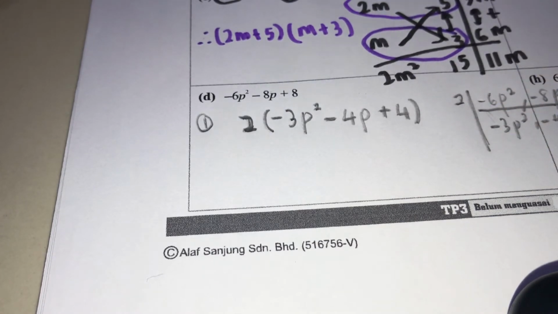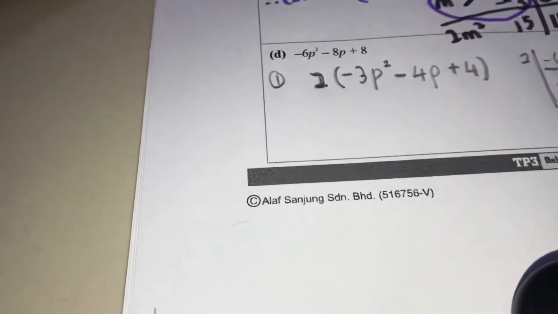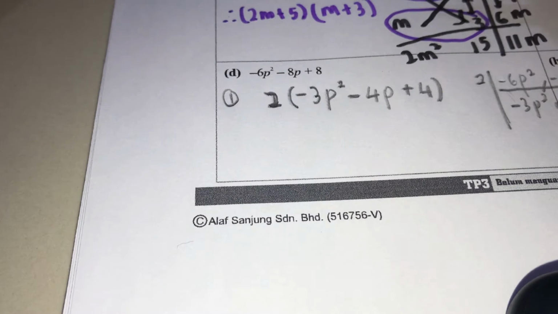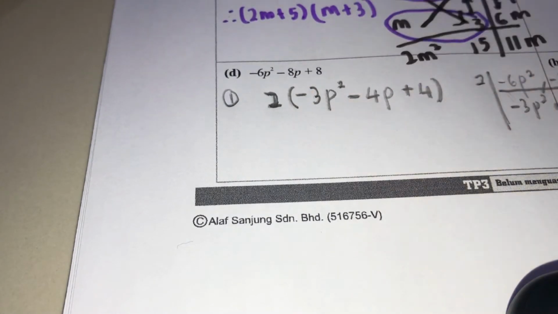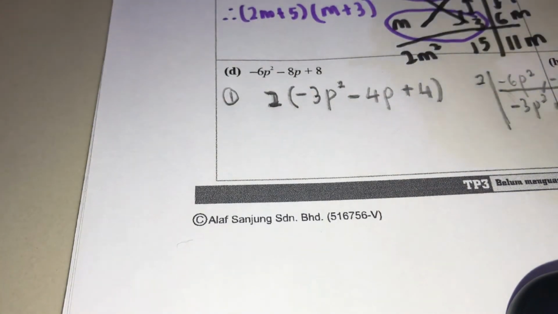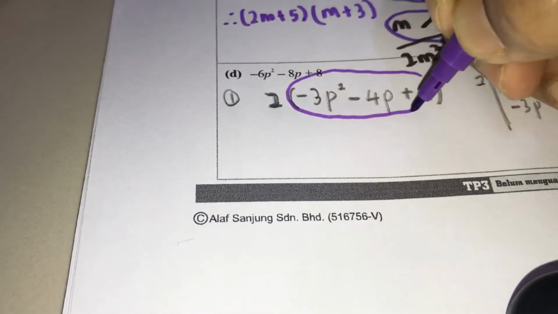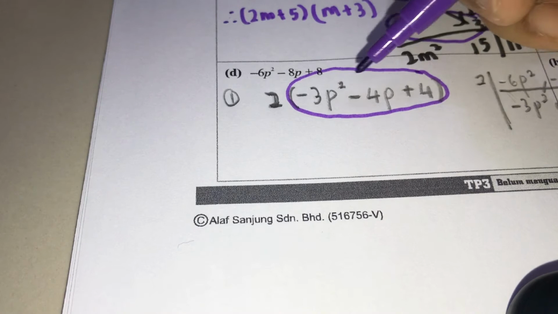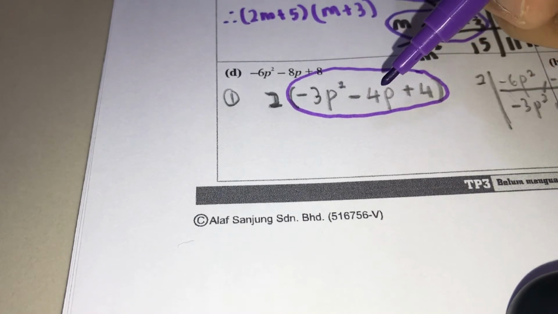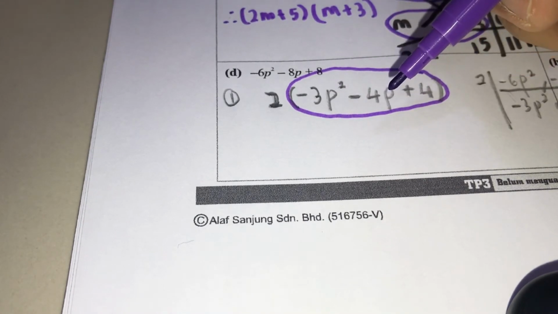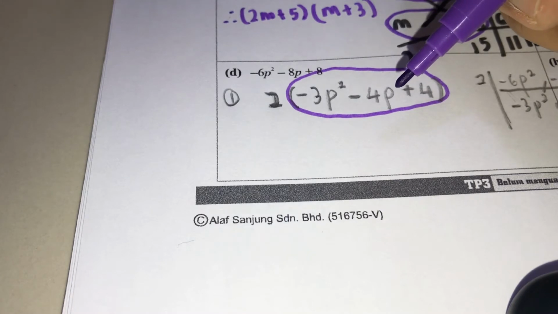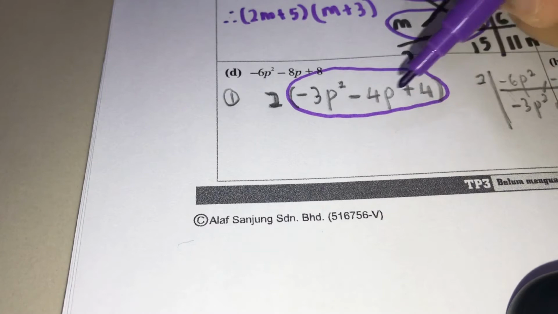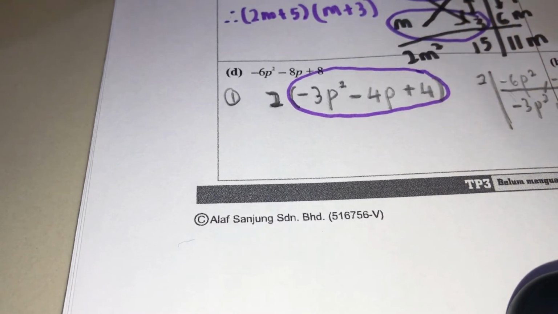After you use method 1, which we call the HCF method, then you have to use the cross multiplication method, because this one has p square, and then this one has a number and variable, or sometimes only variable, and then number. If it is this pattern, you must use method 3.